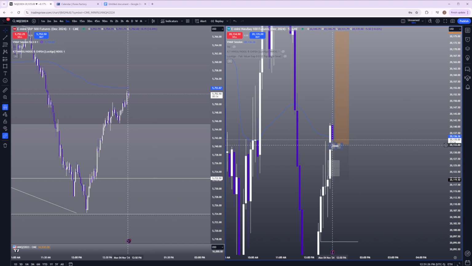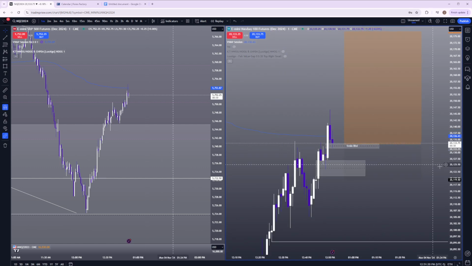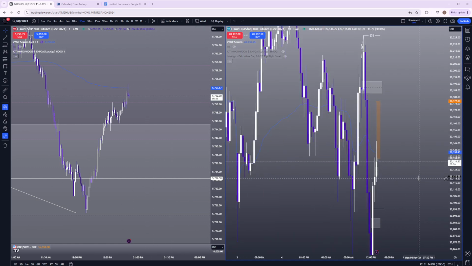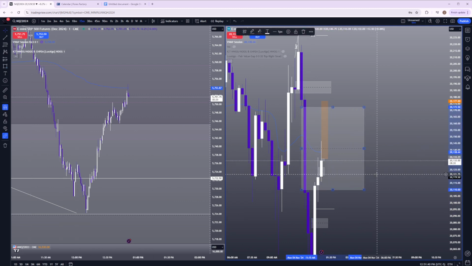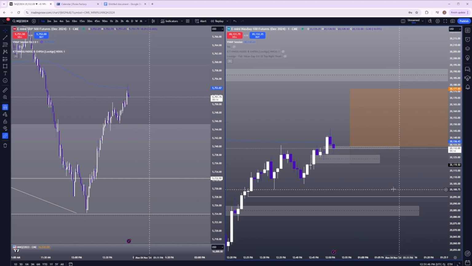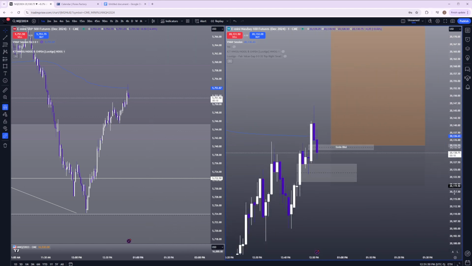Looks like we might want to create a 5 minute BISI as well. Yeah, we might need to wait for this entry a little bit longer, guys. We just hit consequent encroachment of the 15 minute SIBI, so we're going to have to be a little bit more patient again.